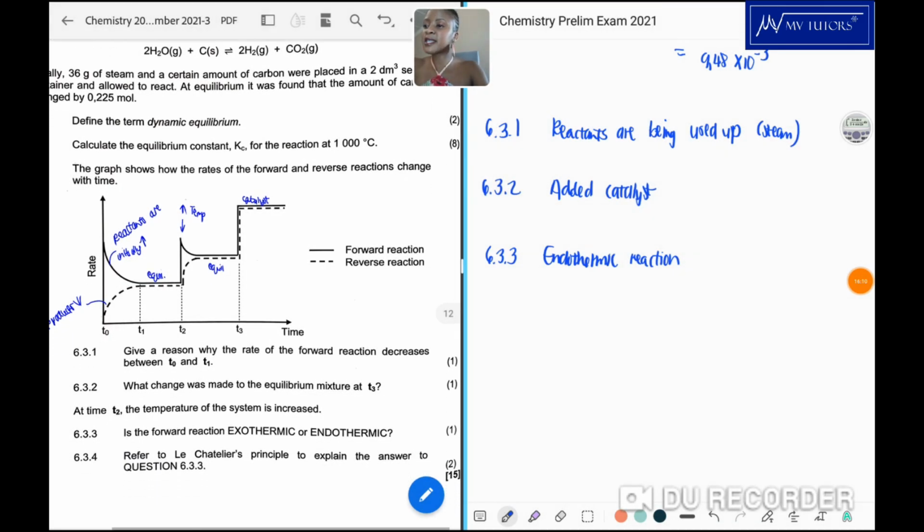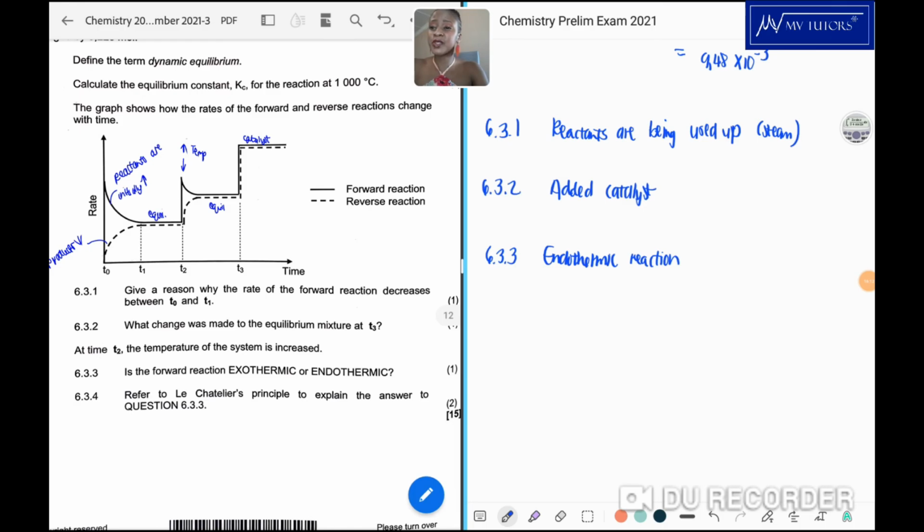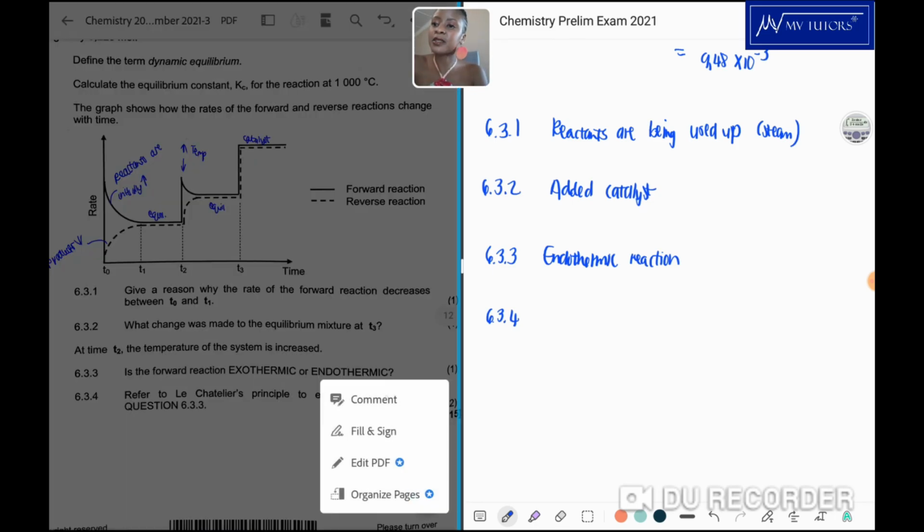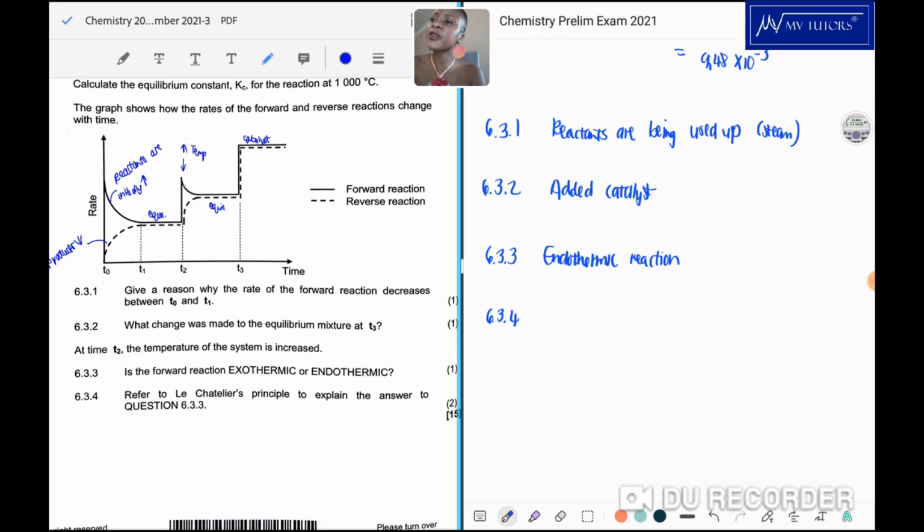All right, and then 6.3.4 says, refer to Le Chatelier's principle to explain the answer in question 6.3.3. I'm going to try to explain it first in words and try to summarize it in writing. So when you increase temperature, let me just make notes there. If you increase temperature, you see that both the forward reaction and the reverse reaction increase. But the forward reaction increases more. And that's why we could formulate that it is an endothermic reaction on the reactant side. Yes, the forward reaction is endothermic.